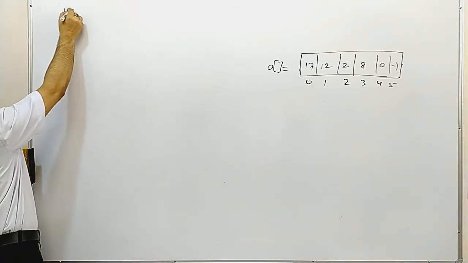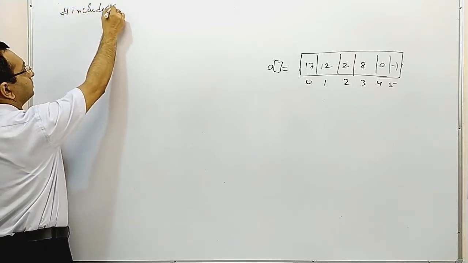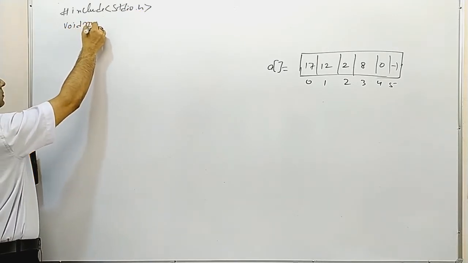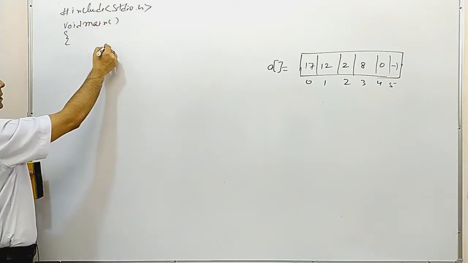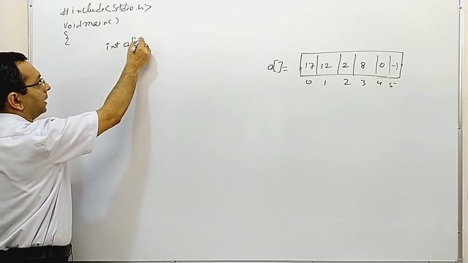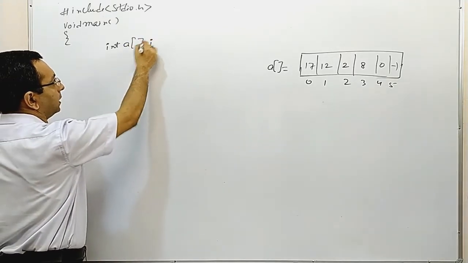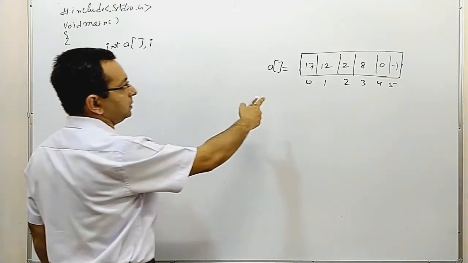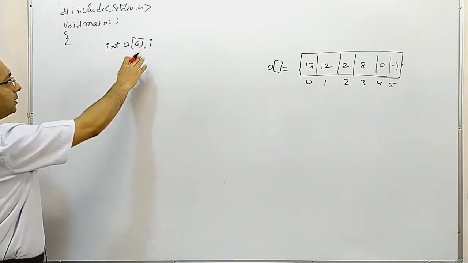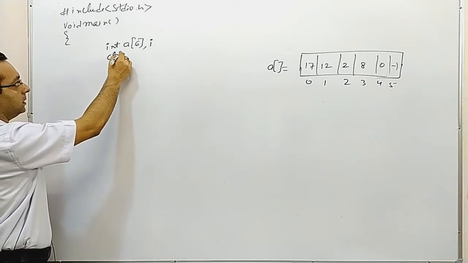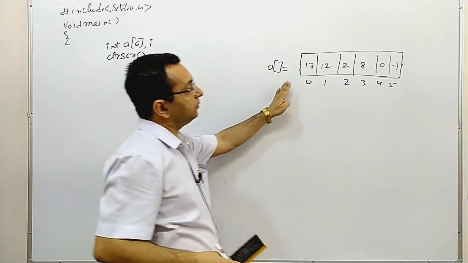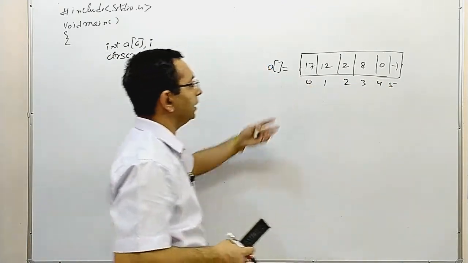We start a program including the header file, then the main function. Now some integer variables: array A will be there, and variable I will be there. Because we are taking 0 to 5, it means a maximum of 6 elements, and some more variables will be there, CLR, SCR for clearing the screen, and for reading this array we have to make a loop.